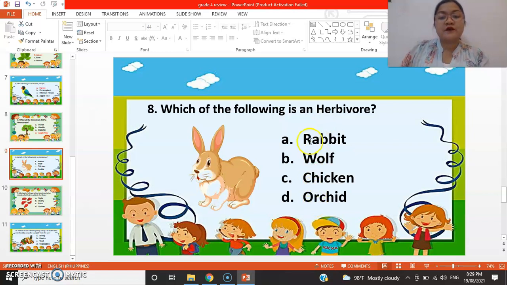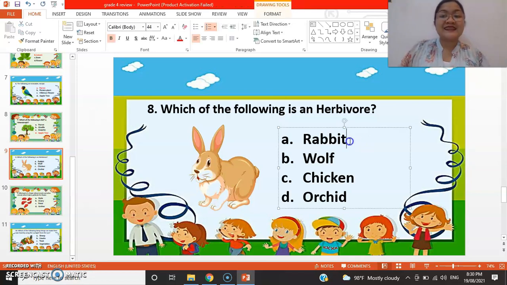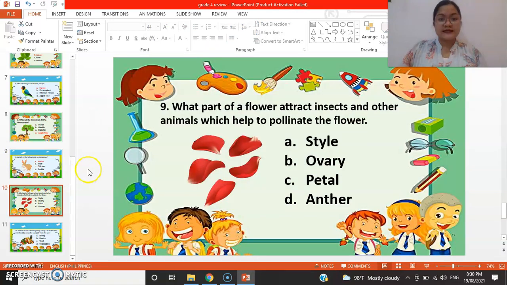So which of the following animals only eat plants? Letter A, rabbit. Letter B, wolf. Letter C, chicken. Or letter D, orchid. Again, which of the following is an herbivore? Rabbit, wolf, chicken, or orchid? What is your answer? 5, 4, 3, 2, 1. The correct answer is letter A. Very good. Rabbit. Okay, next, number 9.